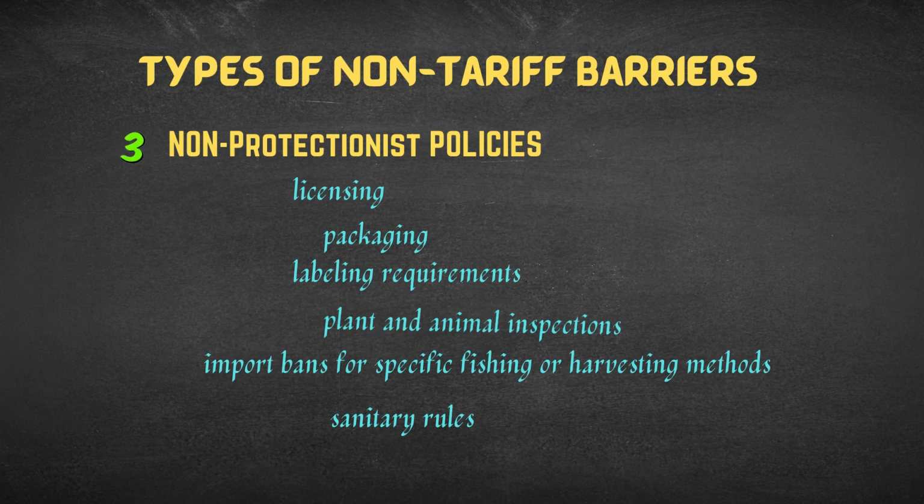The third type of non-tariff barriers is non-protectionist policies, and these are not designed to directly restrict the import or export of goods and services, but the overall outcome may lead to free trade restrictions. The policies are primarily designed to protect the health and safety of people and animals while maintaining the integrity of the environment. Some of the examples are licensing, packaging and labeling requirements, plant and animal inspections, import bans for specific fishing or harvesting methods, and sanitary rules.